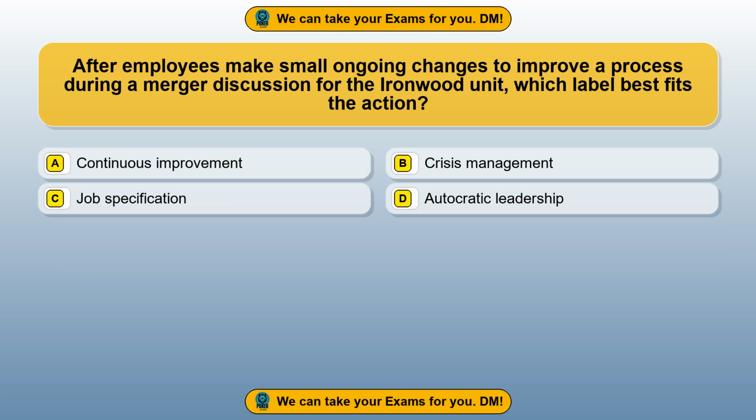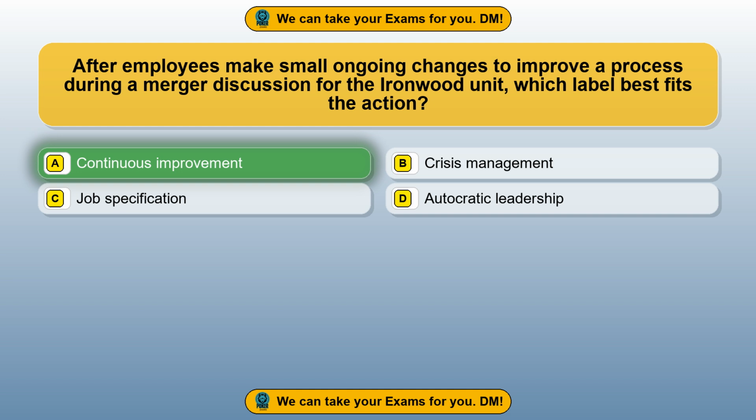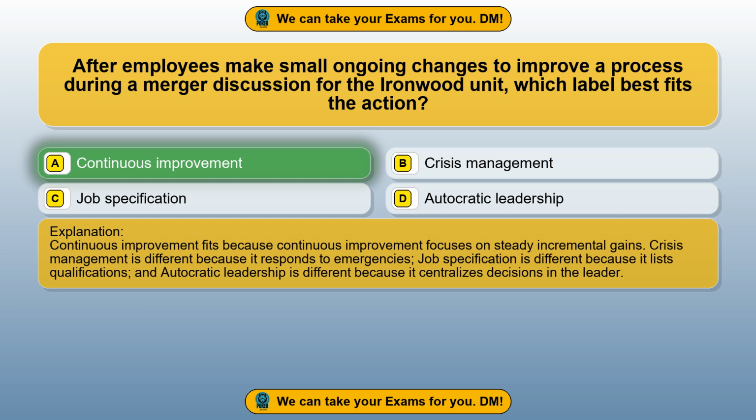Question 65. After employees make small ongoing changes to improve a process during a merger discussion for the Ironwood unit, which label best fits the action? Option A, continuous improvement. Option B, crisis management. Option C, job specification. Option D, autocratic leadership. The correct answer is option A, continuous improvement. Continuous improvement fits because continuous improvement focuses on steady incremental gains. Crisis management is different because it responds to emergencies. Job specification is different because it lists qualifications, and autocratic leadership is different because it centralizes decisions in the leader.